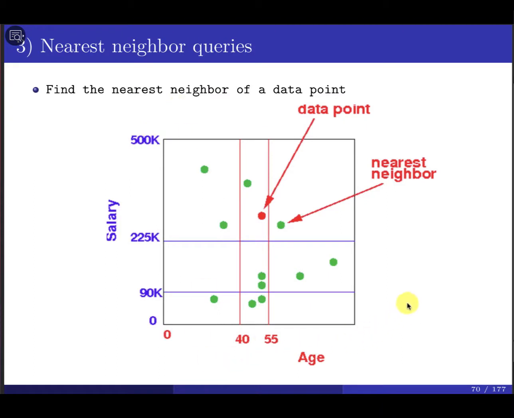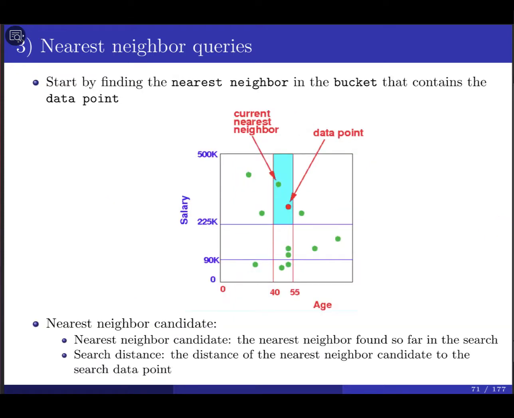The data can be like this, and we need to find the nearest neighbor for this point, okay? Of course, if you take a look, this is the nearest neighbor. And again, I'm not going to perform a sequential scan. A solution would be to compute the distance between every single point and find the smallest one. So what we're going to do in this case, first, I will find the nearest neighbor point in the same bucket.